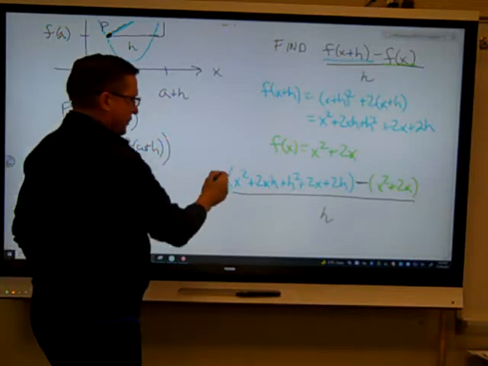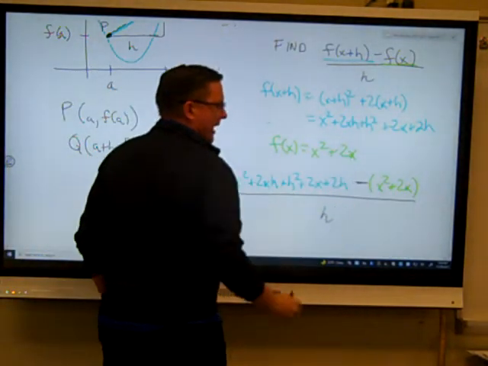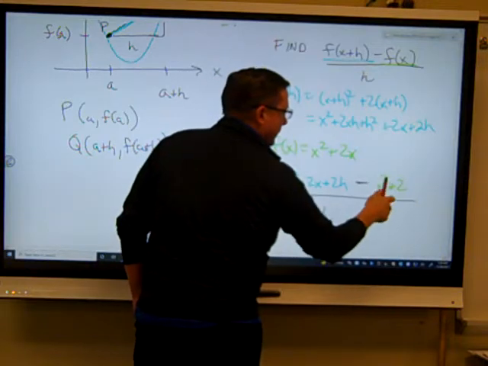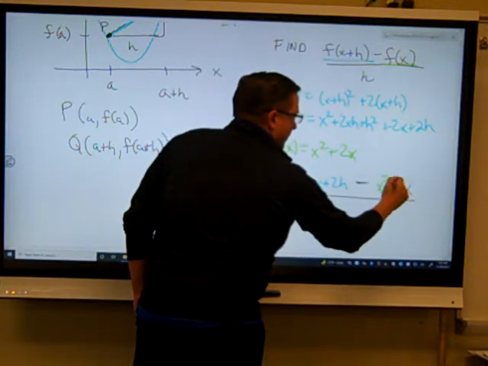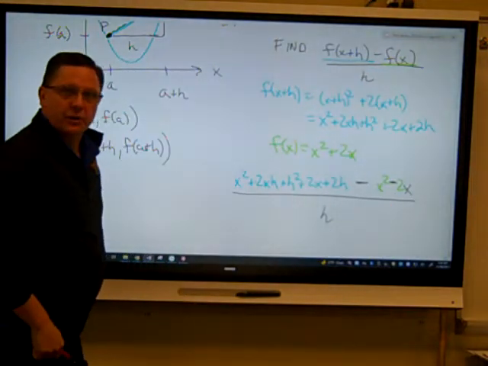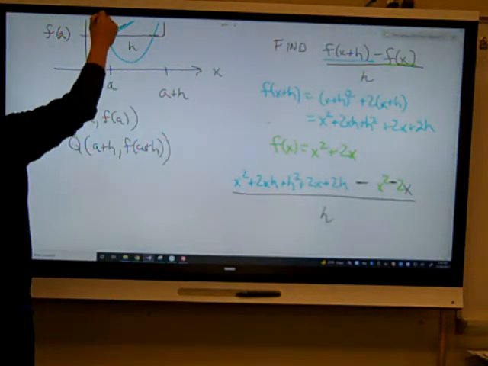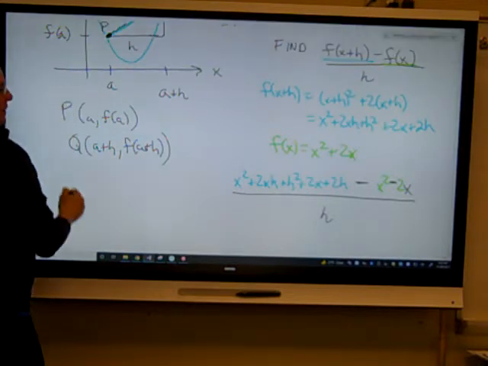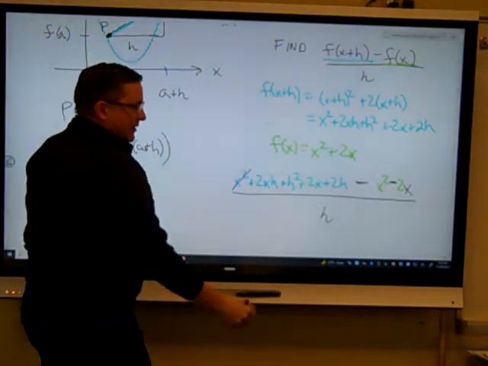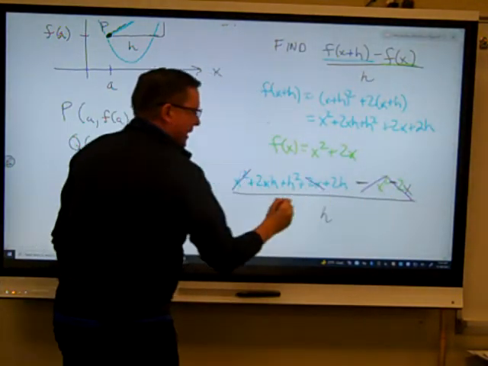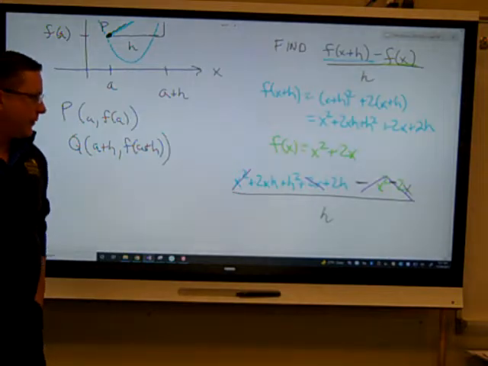Now, I have an erasure board, so this is great. So I don't need the parentheses here. That's a positive 1. And I'm just going to distribute the negative here, and I distribute it there. So those become negative terms. Now, here's what I was talking about. If this is a function, and that is a function, it passes the vertical line test, you're going to notice that anything that doesn't have h cancels out. And now we're left with this.